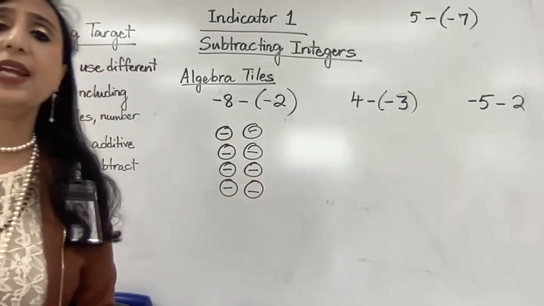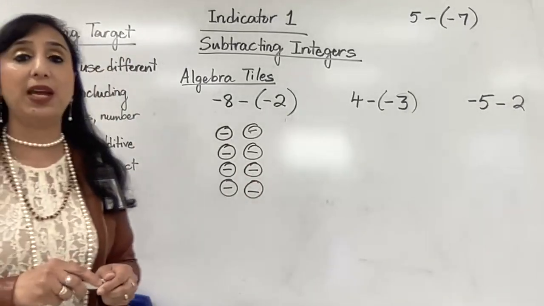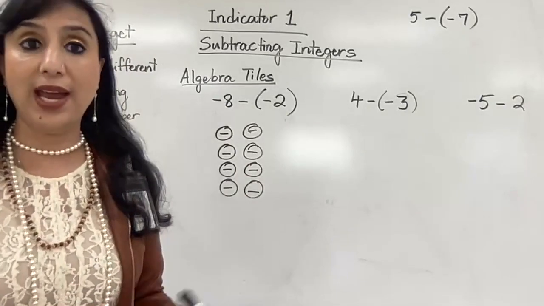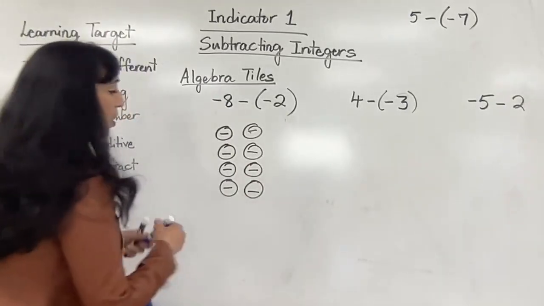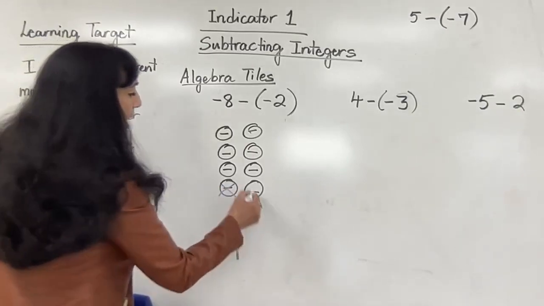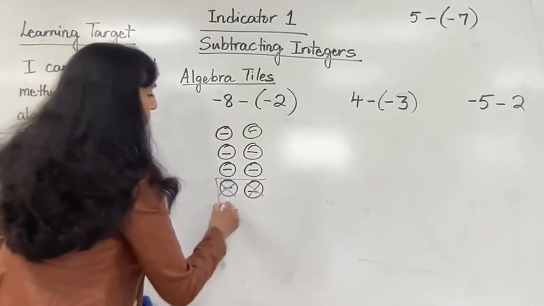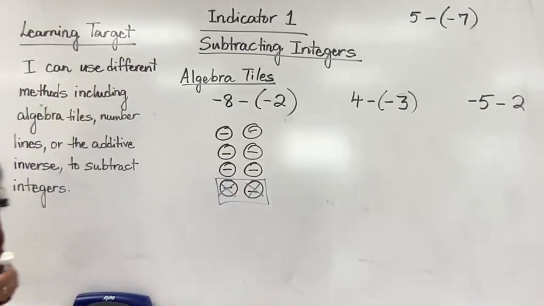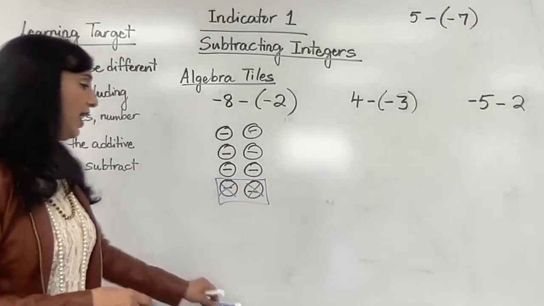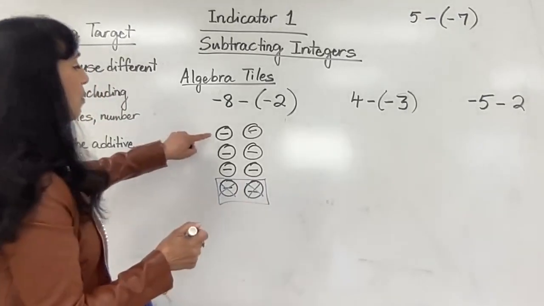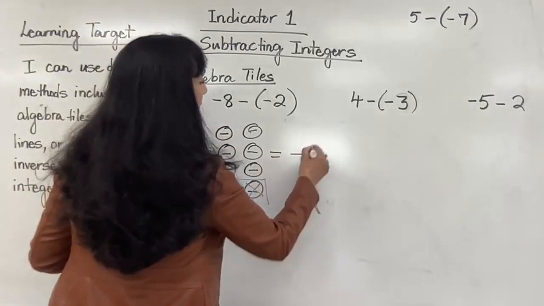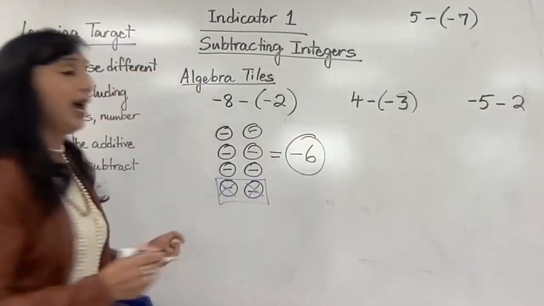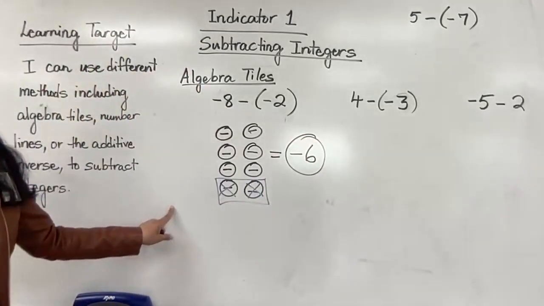And from the 8 negatives it's asking me to take away 2 negatives, right? So I'm going to take away this one. I'm going to take away this one. So I have removed 2 negatives from the -8. So I'm left with 1, 2, 3, 4, 5, 6. So this gives me -6 as my answer. All right, so that is using the algebra tiles.